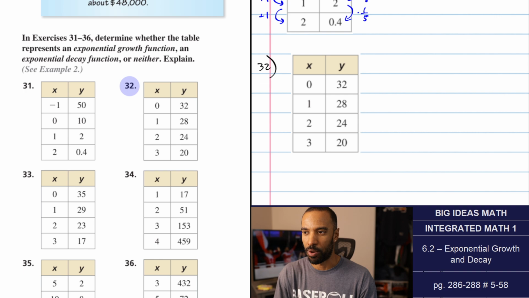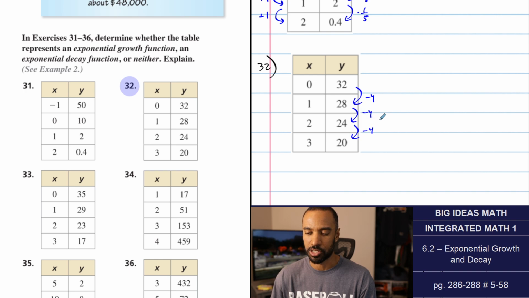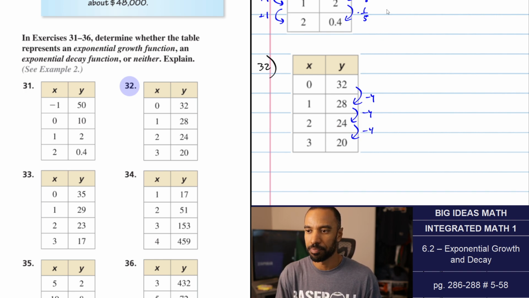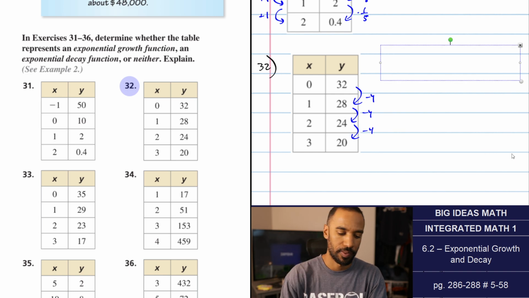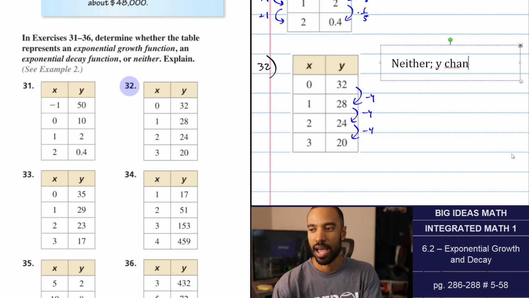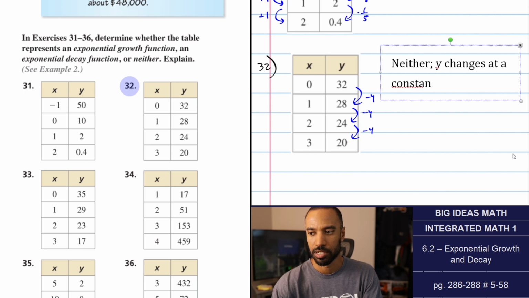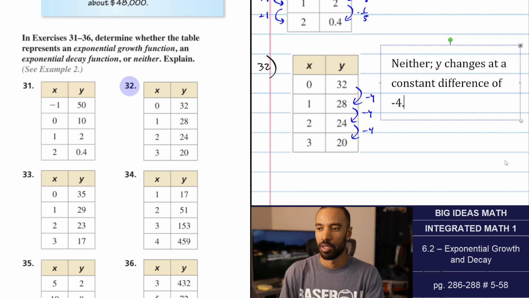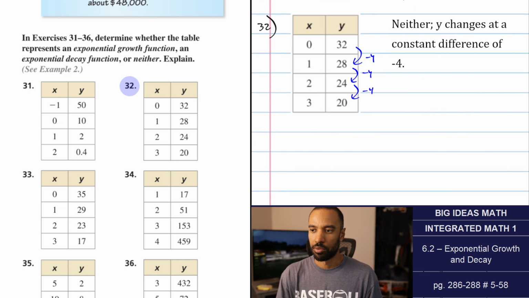That is linear. That is not exponential. So x is increasing by 1. Great. But y is not times some number over and over. If it's a constant linear decrease like that, that is not exponential. So this is a neither case. So, okay, I guess neither cases will come up. Neither: y changes at a constant difference of -4 as x increases by 1.